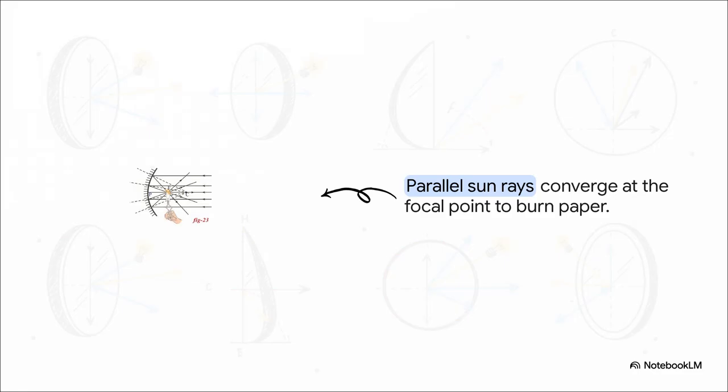Easy. And here we see those rules in action in a truly powerful way. Sunlight is coming in from super far away, which means all those light rays are traveling perfectly parallel to our principal axis. So based on Rule 1, what happens? They all reflect off the concave mirror and violently converge right at F, the focal point.